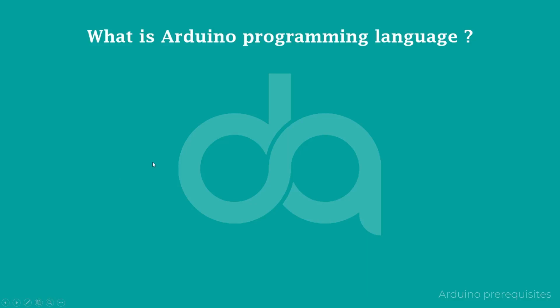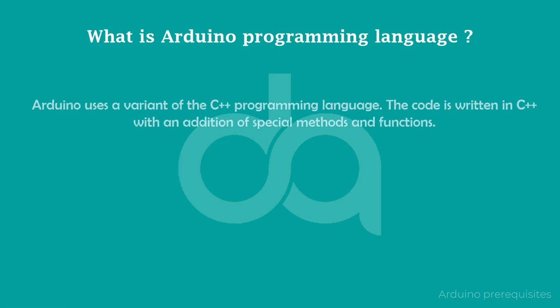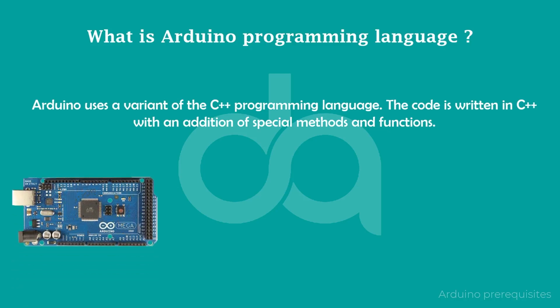What is the Arduino programming language? Arduino uses a variant of the C++ programming language. The code is written in C++ with an addition of special methods and functions. You can see Arduino Mega and Arduino Uno.